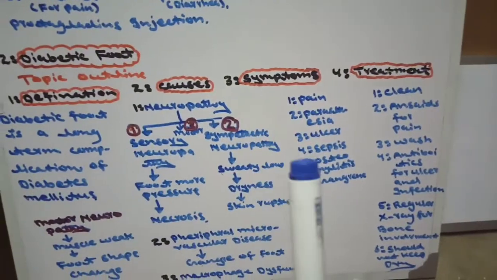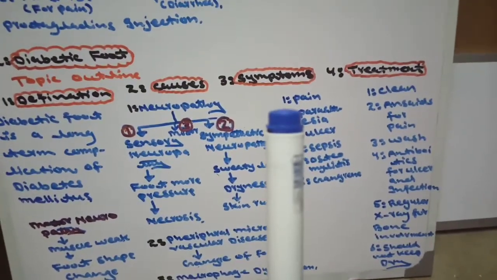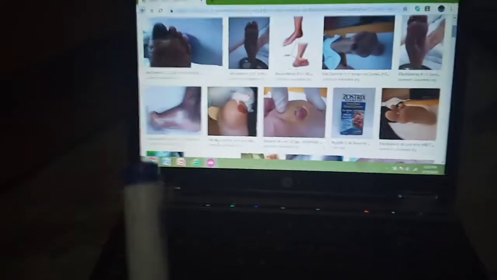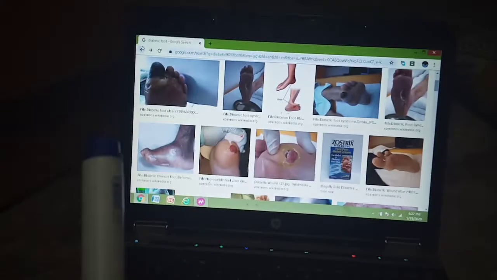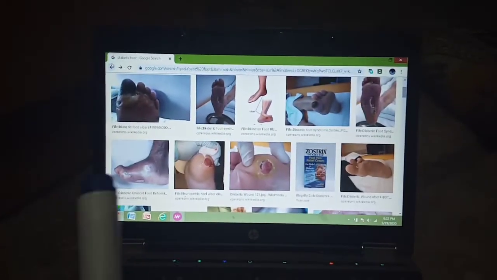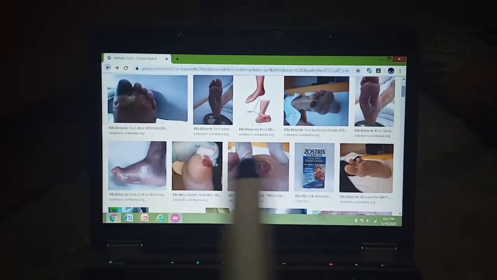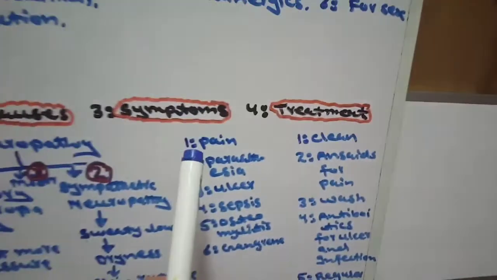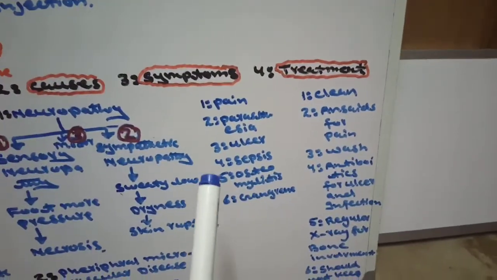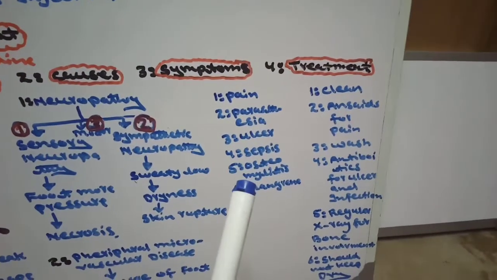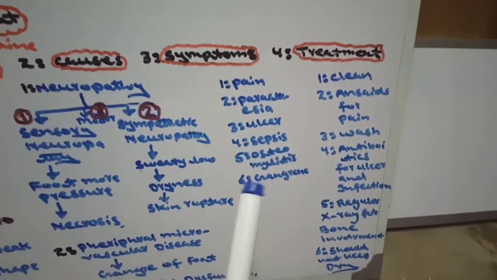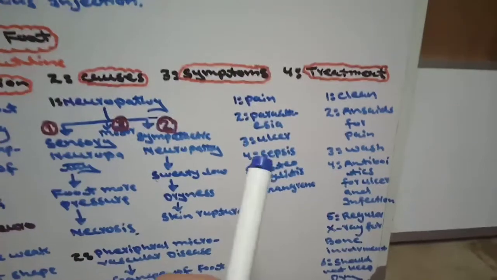Now come to the symptoms. The symptoms include pain, paresthesia, and ulcers. This is the ulcer, these are the ulcers. Pain, paresthesia, ulcer, sepsis. When infection reaches the bone, there will be osteomyelitis and gangrene. The sixth is gangrene. These are the symptoms.